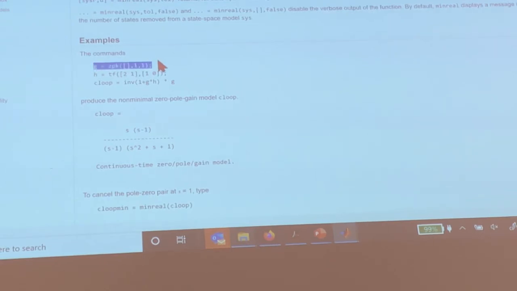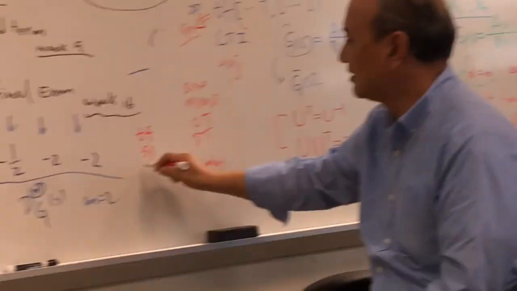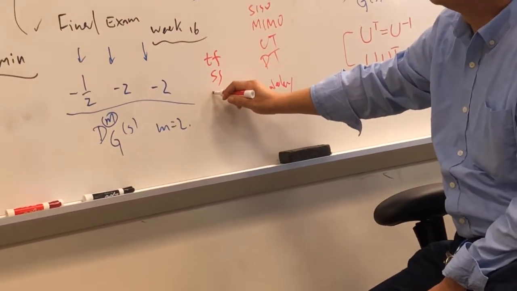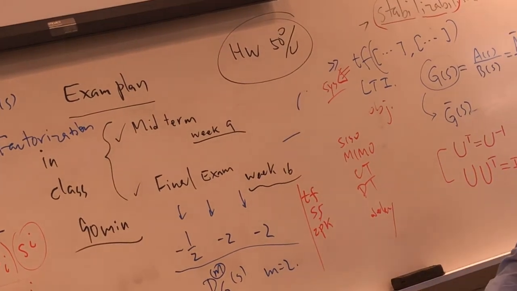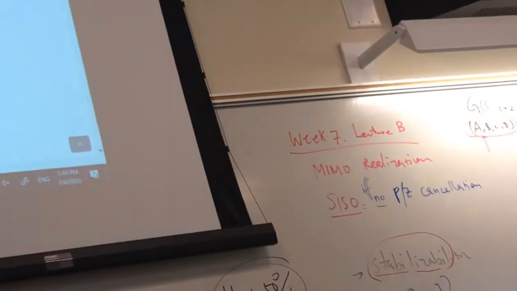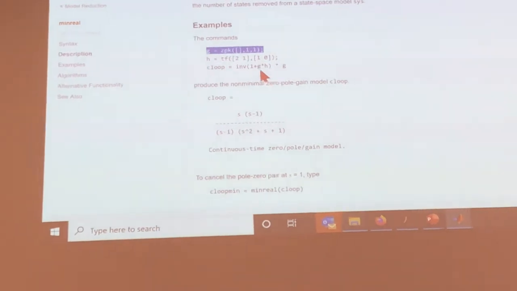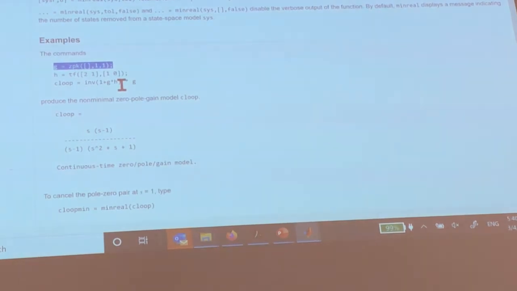ZPK means zero pole gain. So to generate an LTI object, you have multiple ways to do it. One is TF, one is SS, one is ZPK. These are different forms of the functions. In the ZPK case, your transfer function of 2s plus 1 is h. So inverse of 1 plus gh, and g.